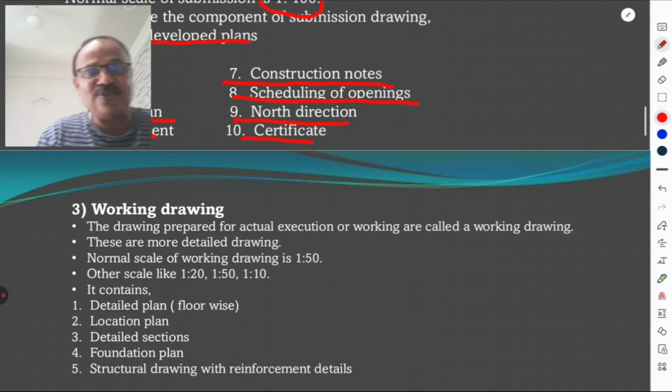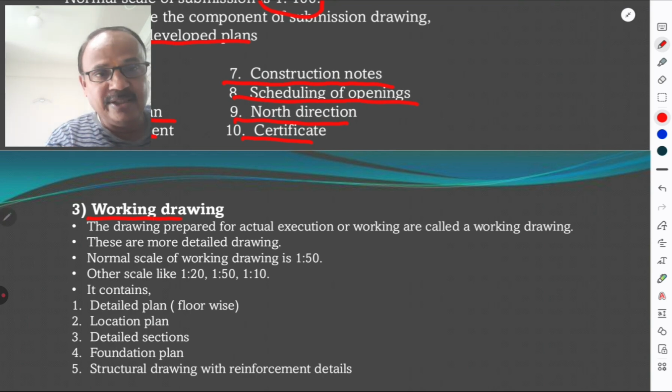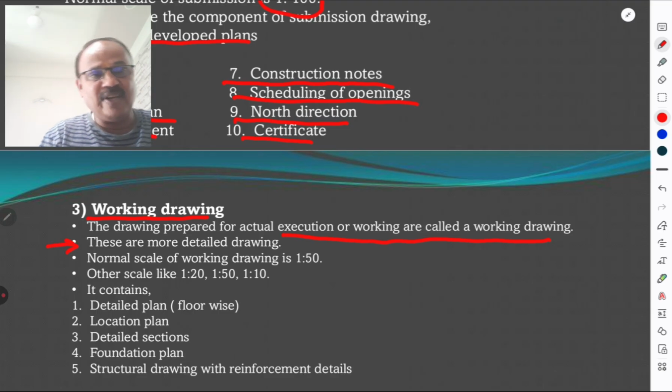Then we are going to discuss the working drawing. The drawing which is prepared for actual execution or working is called a working drawing. It is the execution drawing. These are more detailed drawings. Normal scale of working drawing is 1 in 50. Other scales like 1 in 20, 1 in 10, etc. It contains the detailed plan floor wise, location plan, detailed section, foundation plan, structural drawing with reinforcement detail.